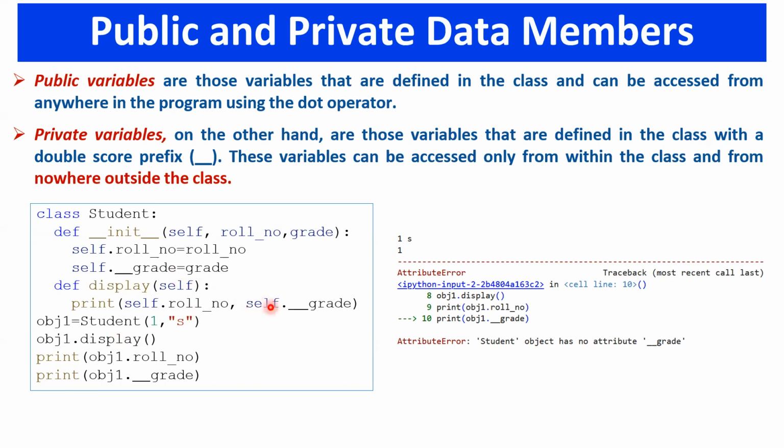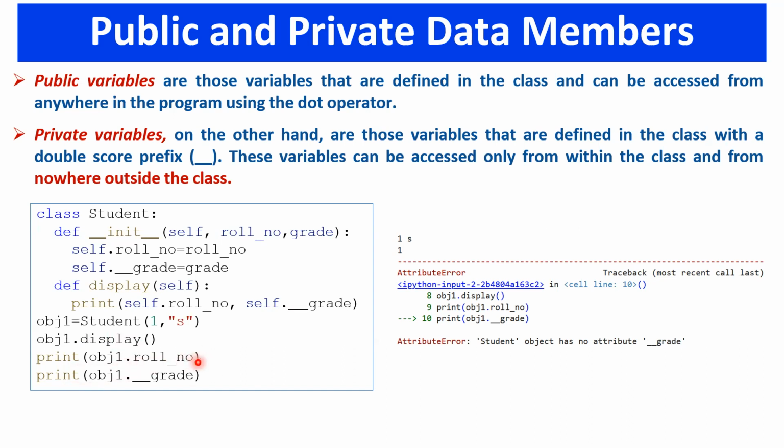So we are allowed to access the private data member from within the class. Since the method is defined within the class, we can access the private data member. Now let us look at the other two statements. Print obj1 dot roll number.